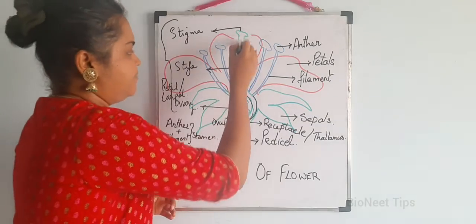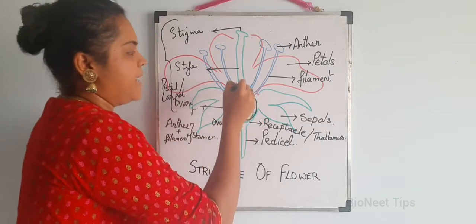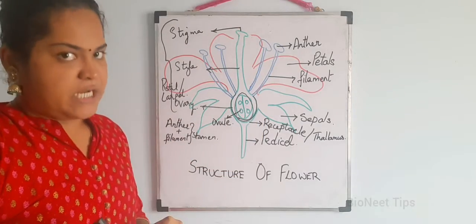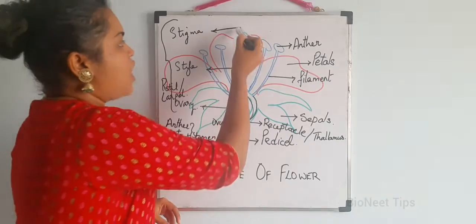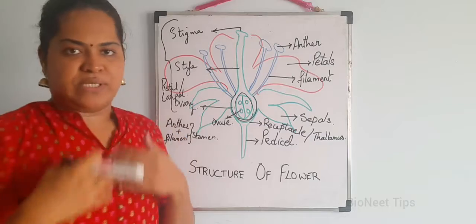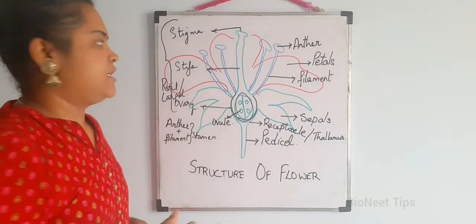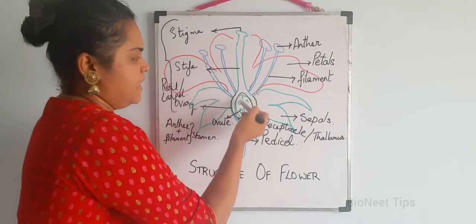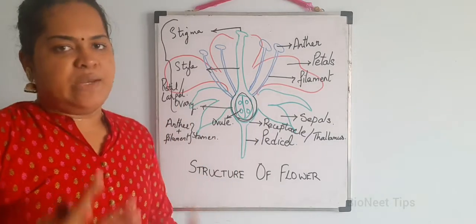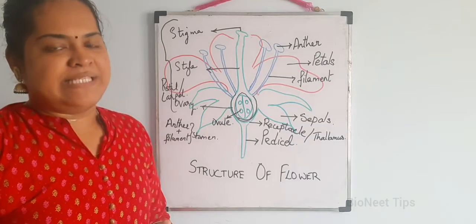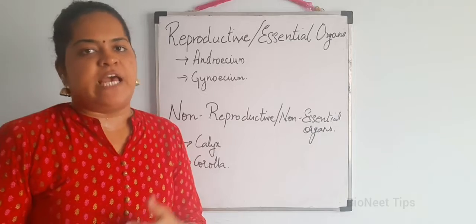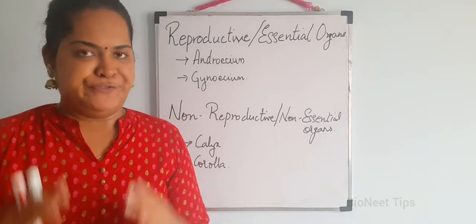Now this part, which has a globular base and an elongated tube-like structure, is the female reproductive part of the flower, and the topmost part is the stigma. Then the elongated part, the neck of the stigma or the female reproductive part, is the style, and just below that at the base we have a globular structure called the ovary, in which we have the female gametes, that is the ovules.